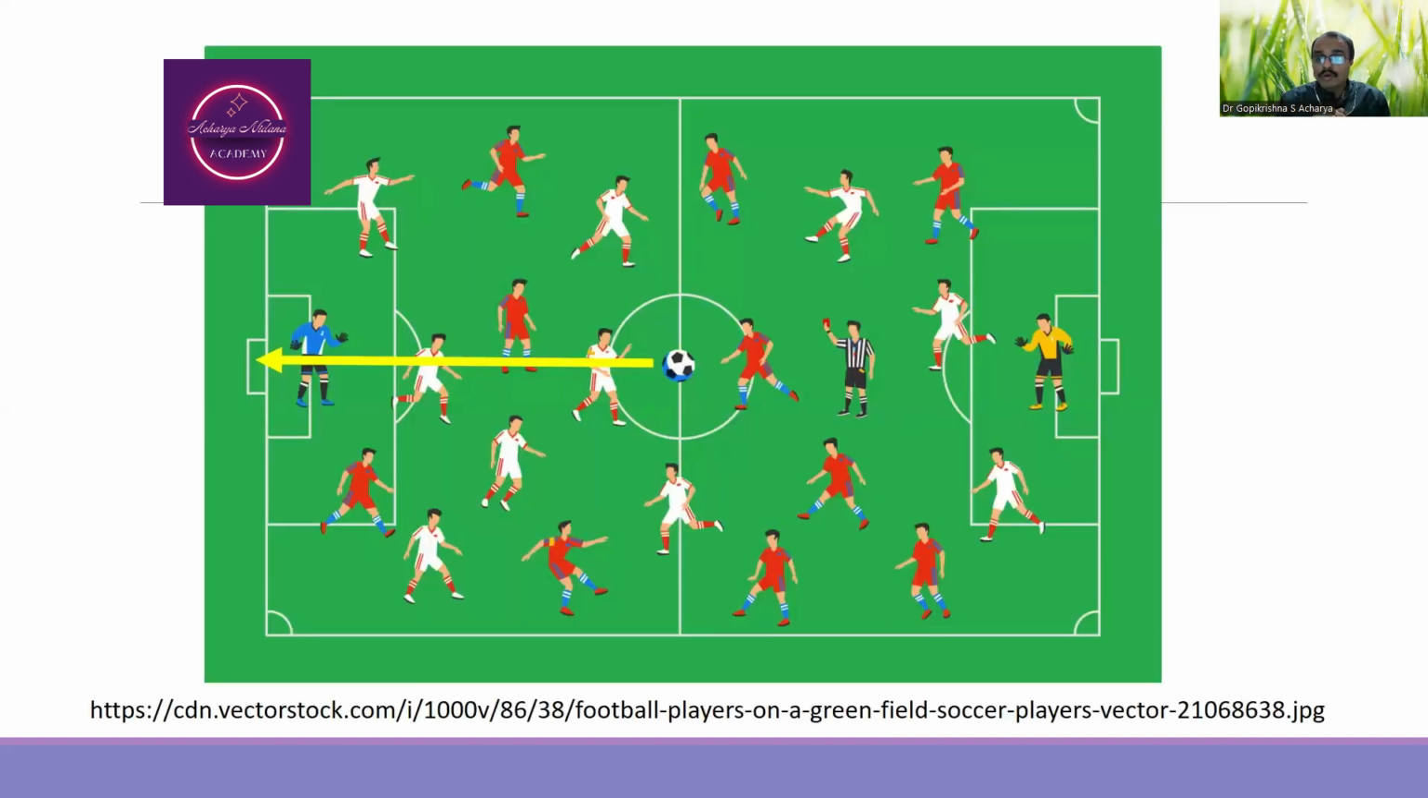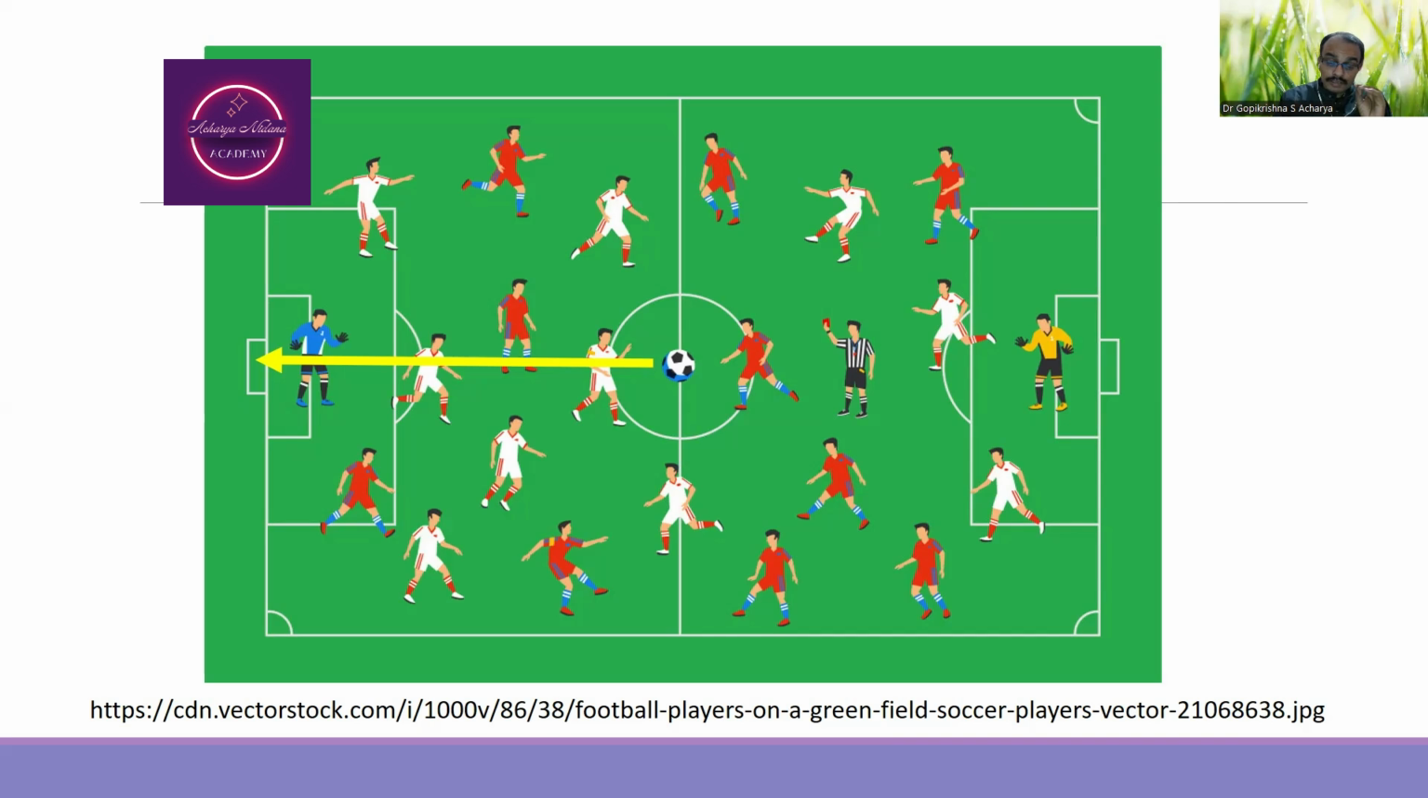Now we are going to see about the vector. What do you mean by vector? Suppose this is a football field, there is a football in the center, and there is the goal post of the opponent's area. The ball can move in multiple directions, but its sole aim is to reach the goal post of the opponent team.